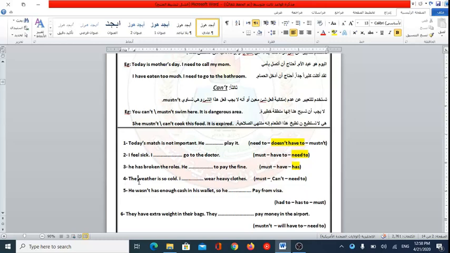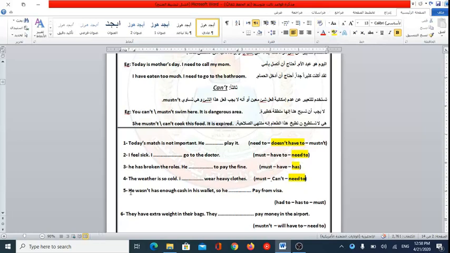The weather is so cold. I need to wear my heavy clothes. He feels so cold, and he is talking about himself. So it's, yes, right, an internal desire. So I need to wear heavy clothes.